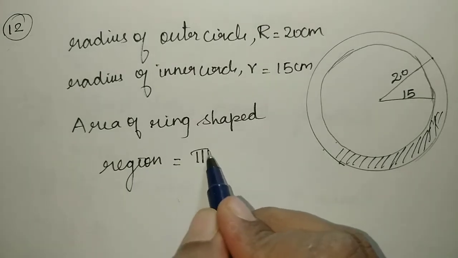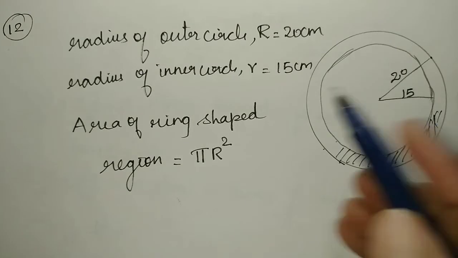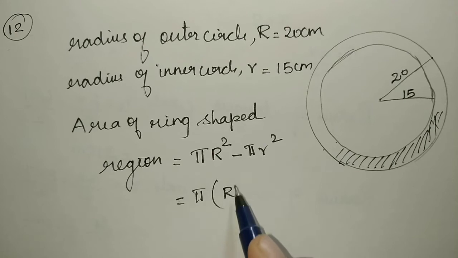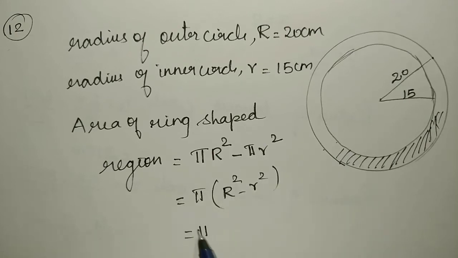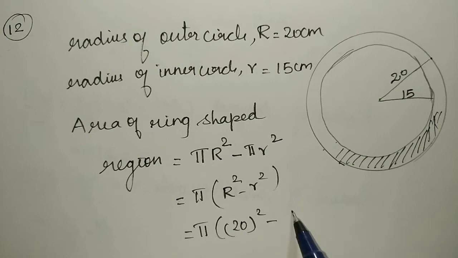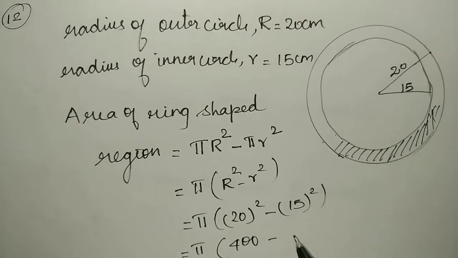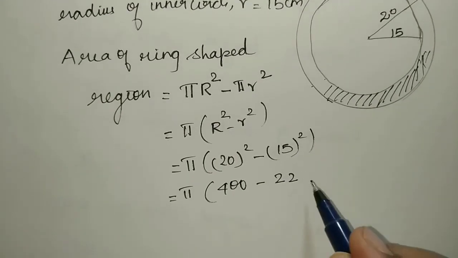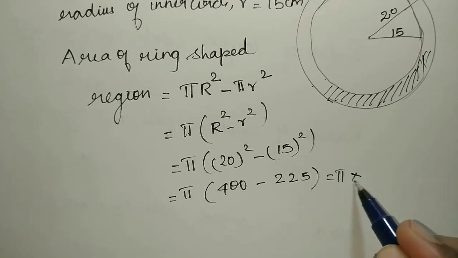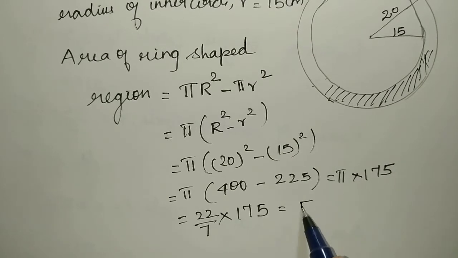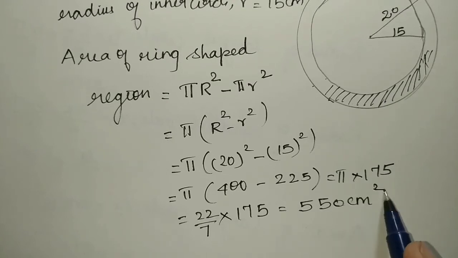Subtract the two areas. Pi R square, the bigger circle, minus pi r square. So pi will be common, take it outside: R square minus r square. What is capital R? 20 square. What is small r? 15 square. So 20 square is 400, minus 15 square is 225. Subtract, you will be getting 175. So pi value is 22 by 7 into 175. You will be getting the answer 550 centimeter square. This is the area of the ring-shaped area.